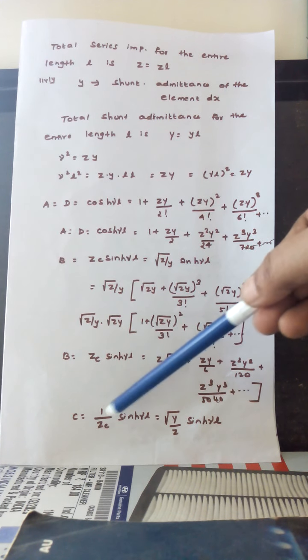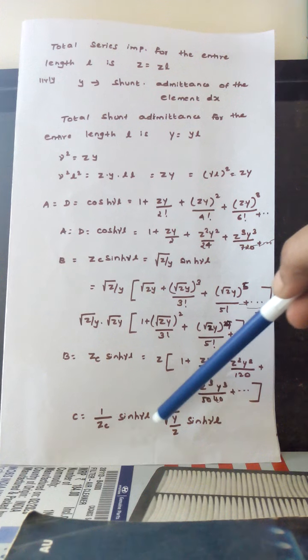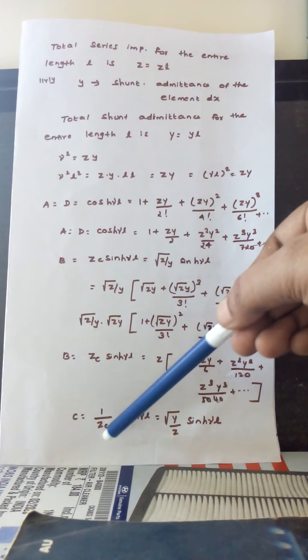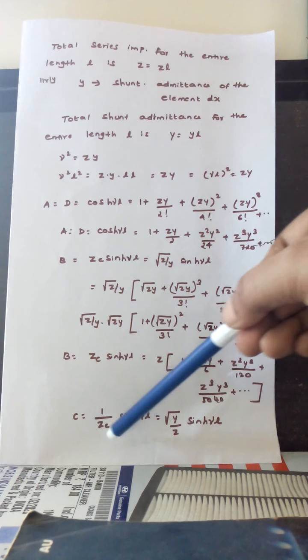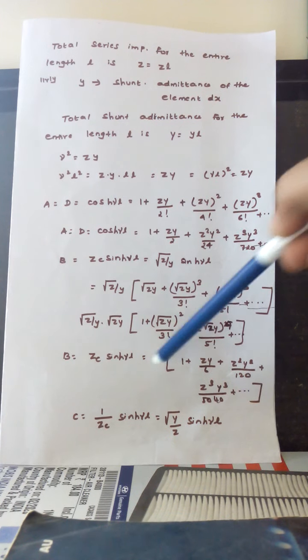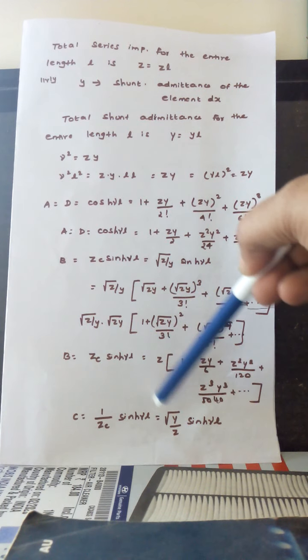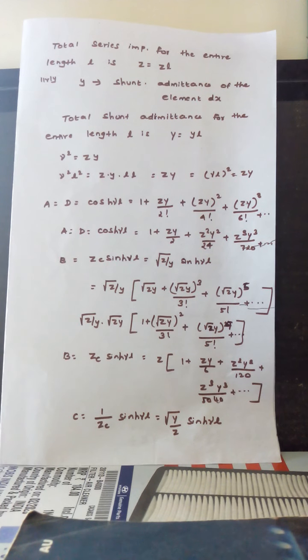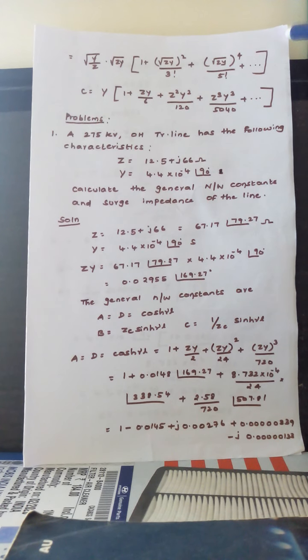Similarly, C value equal to 1 by ZC into sinh of gamma L. So this we can write, ZC is nothing but root of Z by Y. So it is 1 divided by root of Z by Y, so we can write it as root of Y by Z into sinh gamma L. So sinh gamma L we already found out, so we can replace it by this term. So we'll get the value of C. So this is the C value we are getting here, correct?